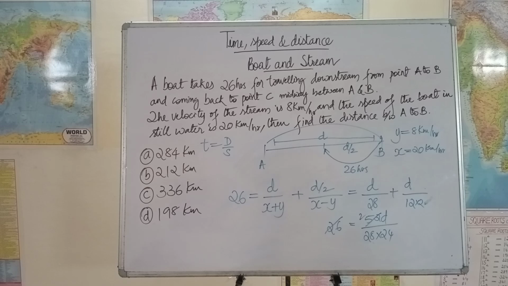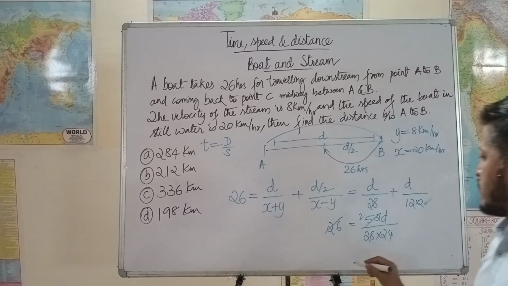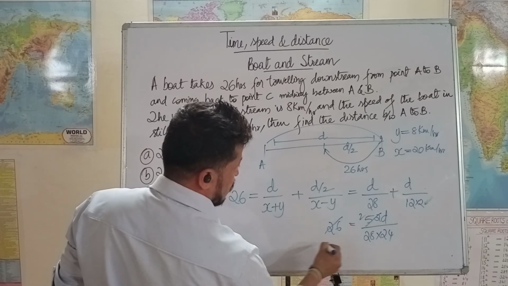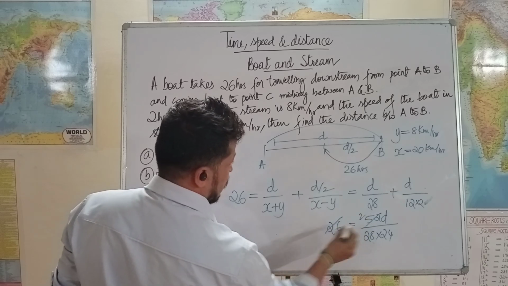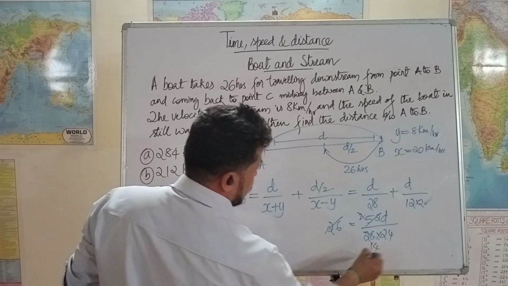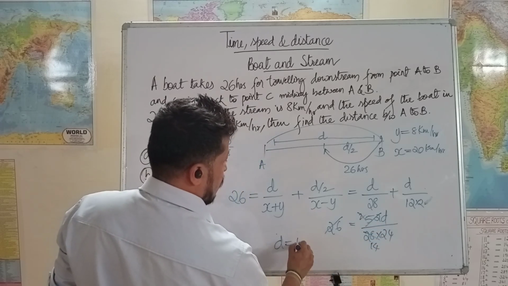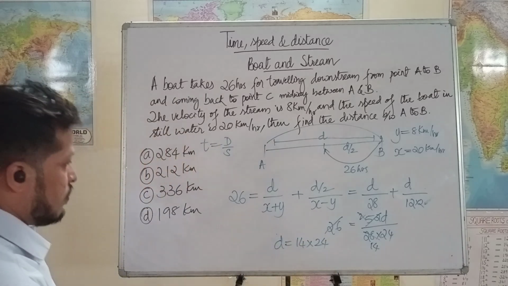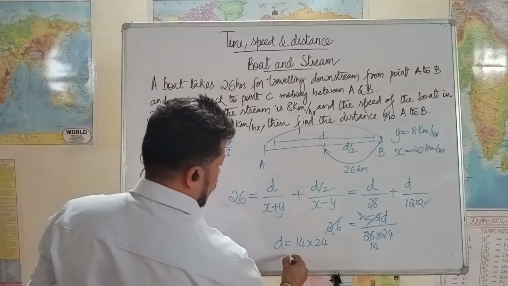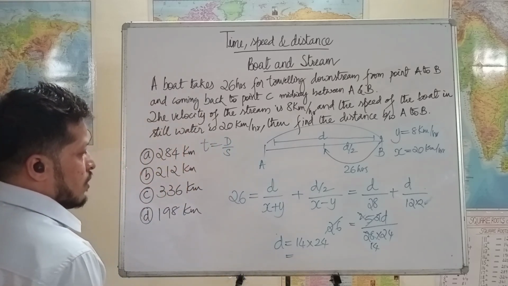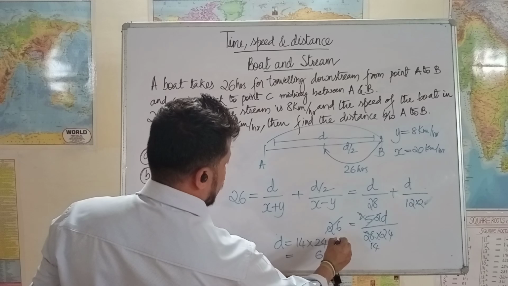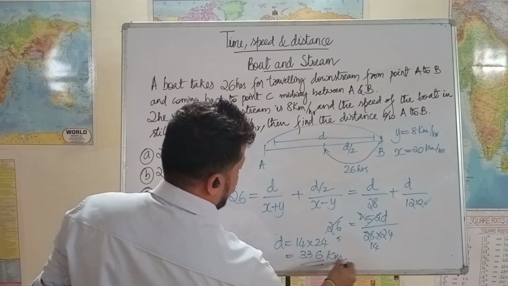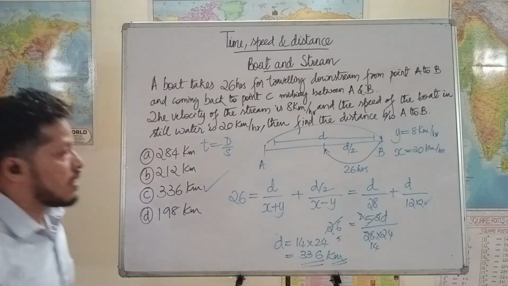Okay. Now, 2d is equal to, or I'll take this 2 to the denominator and this to the numerator, so 2 ones are 2, 14s. So D is equal to 15 into 24, which is 336 kilometers, and option C is the right answer.